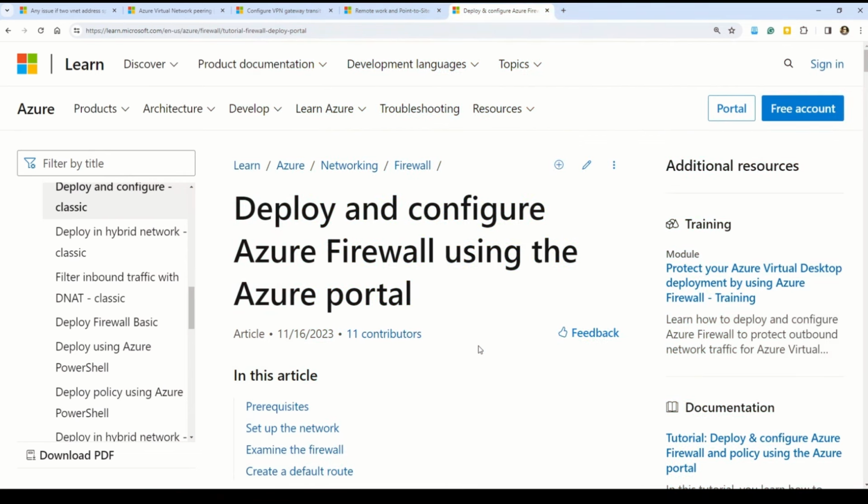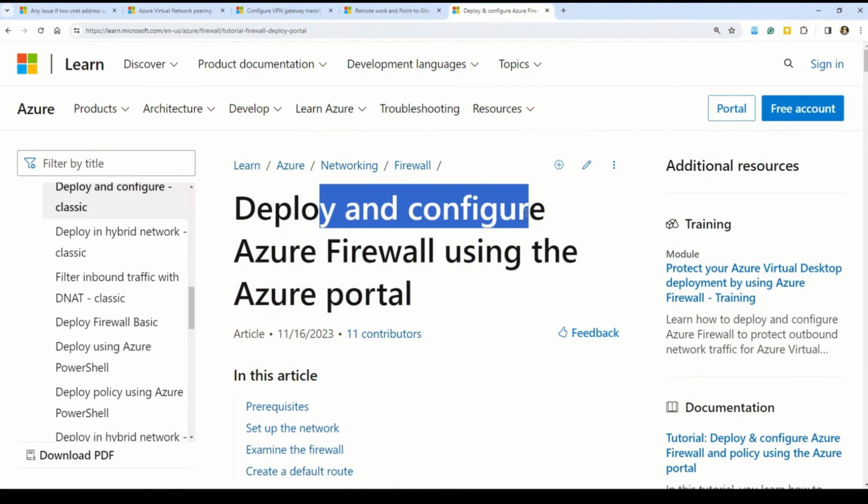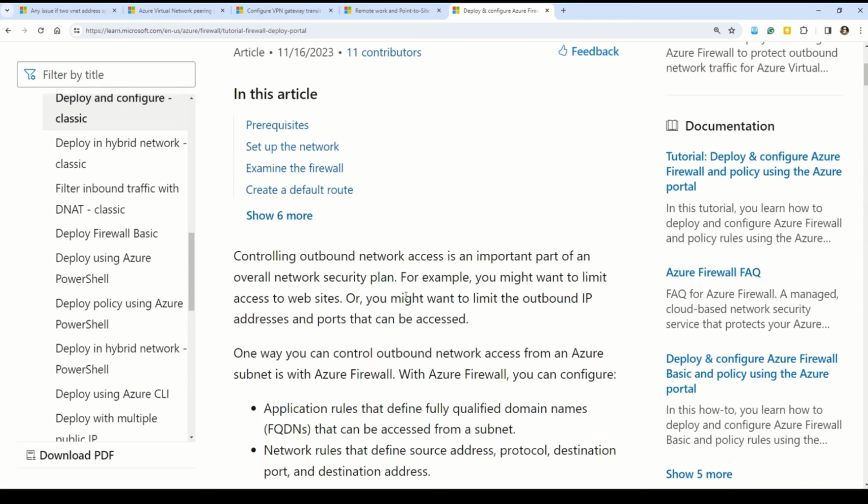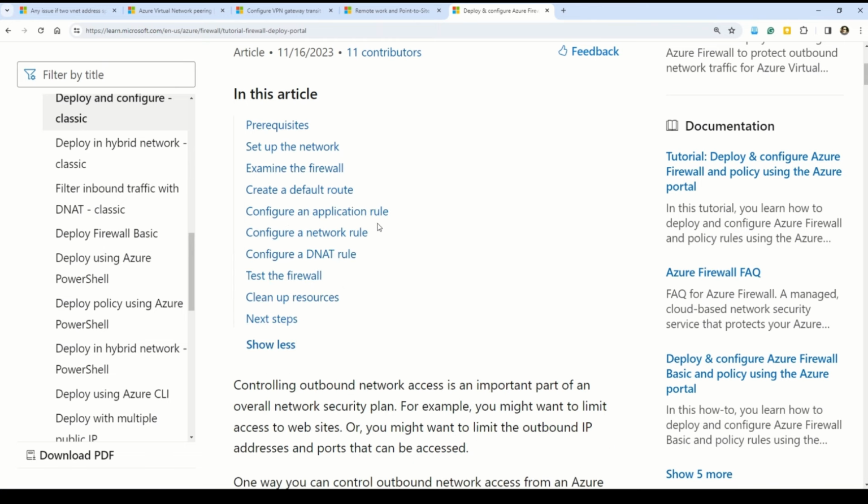And in this documentation, you can understand how to deploy and configure Azure Firewall using the Azure portal. Here you can understand all about the prerequisites, how to set up the network, examine the firewall, and create a default route. You can also understand other aspects such as configuring an application rule, a network rule, and a DNAT rule. Then you can test your firewall and clean up the resources. Everything is given in this documentation.